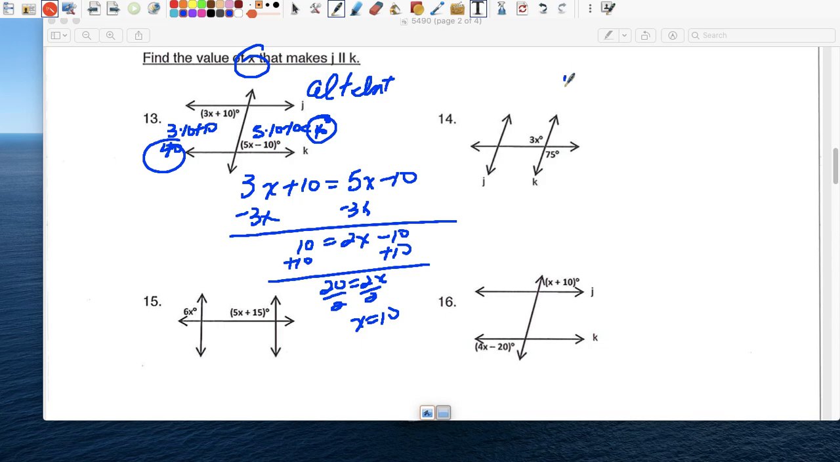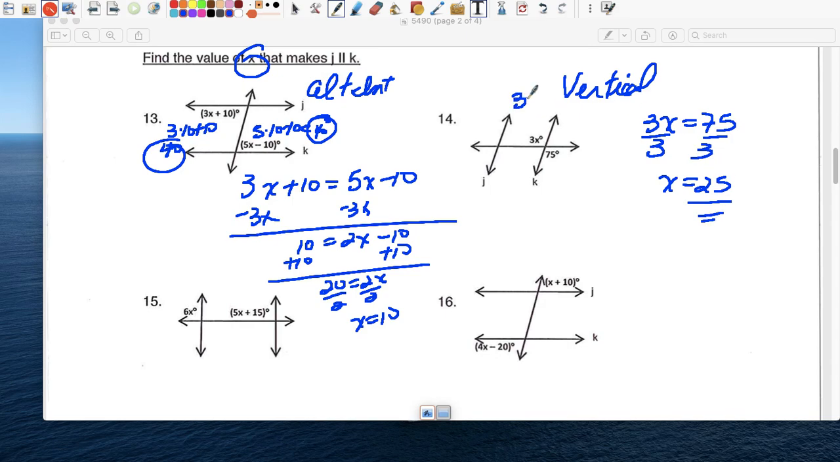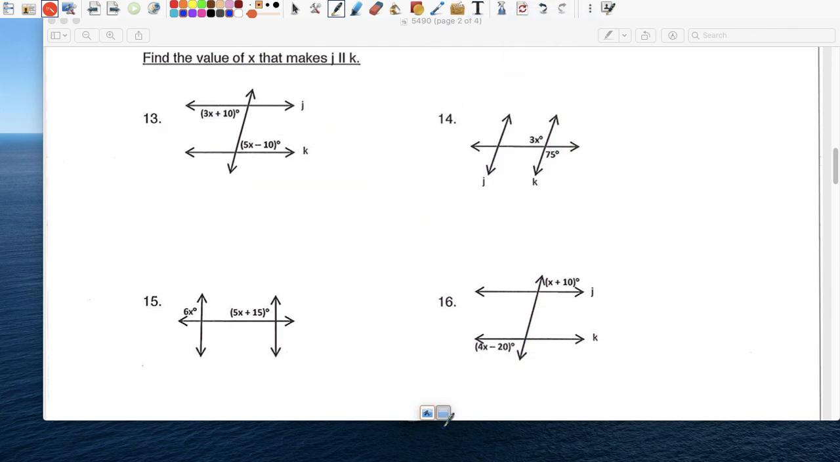Here, what's the relationship? Vertical angles. My favorite personally. 3x equals 75, right? If they're vertical, they're equal to each other. Divide by 3, x equals 25. So x is 25, not the value of the angle, but if you were to come here and substitute x as 25, you would get 75. But we knew that already because they had told us that the angle value was 75. We needed to find the value of the variable.